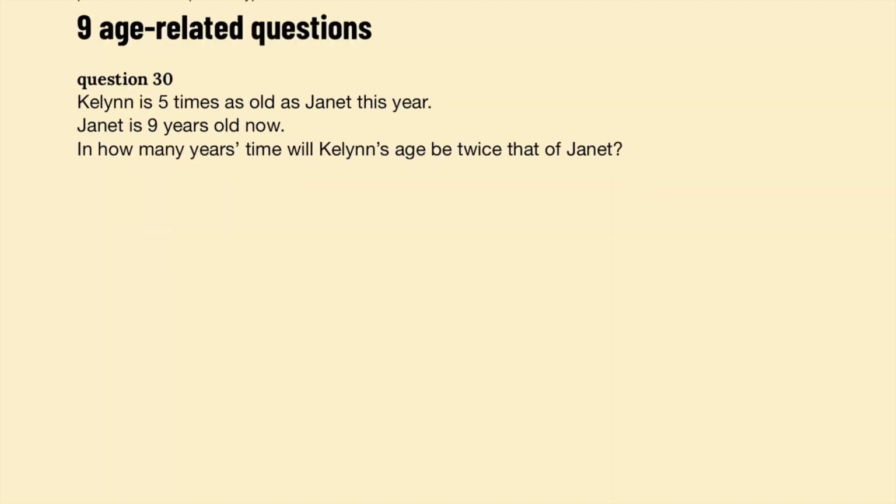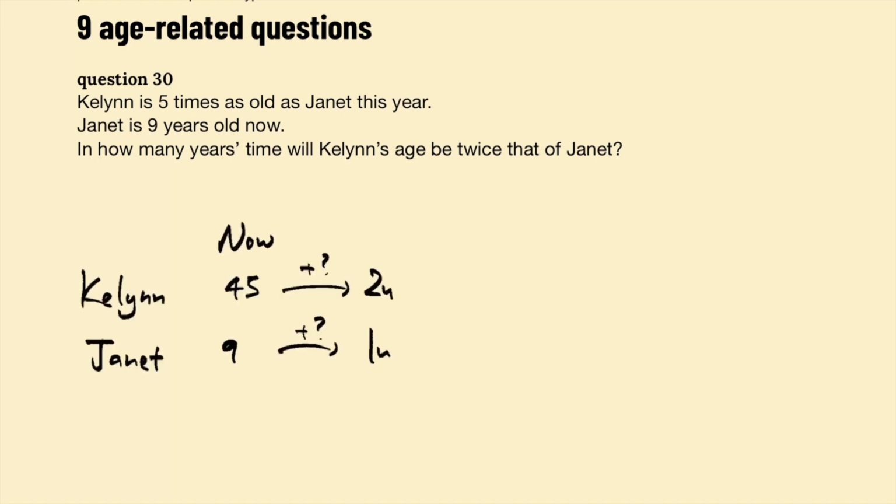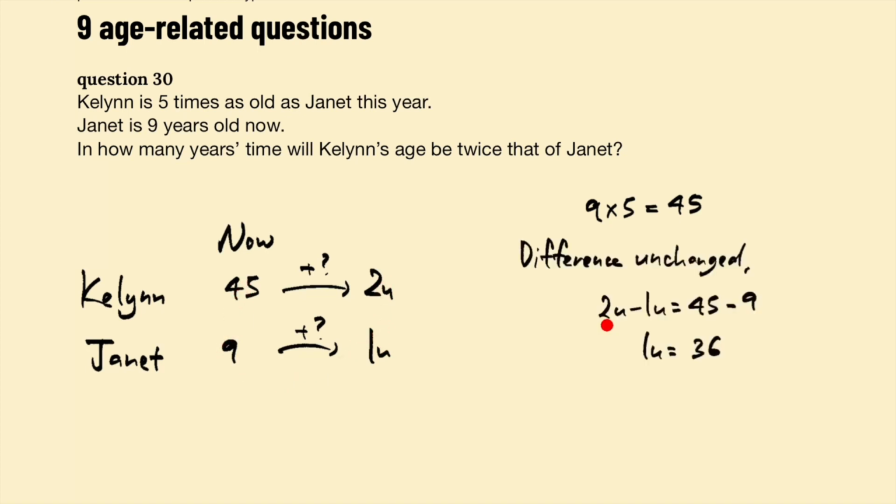Minus 1. Kylin is 5 times as old as Janet this year. Janet is 9. What can we do with that? We can say Janet is 9, and Kylin is 5 times. So 9 times 5 is 45. Kylin is 45 right now. In how many years' time will there be 2u and 1u? All right, so the difference is 1u. And the difference here is 36. Well, we can do that. 2 minus 1, 45 minus 9. 1u is therefore 36. In how many years' time is that? This is 36.